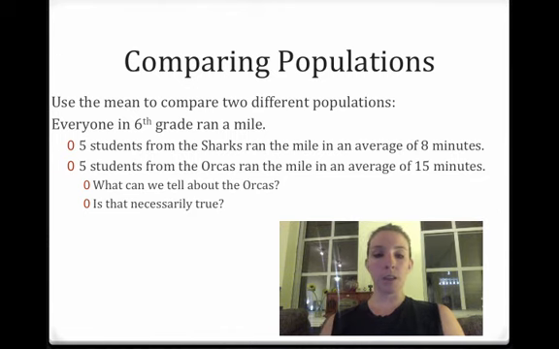Okay, so I want you to compare these two, Sharks and Orcas, and write down maybe what you would do differently if you were actually collecting this data to see which class was the best at running the mile.